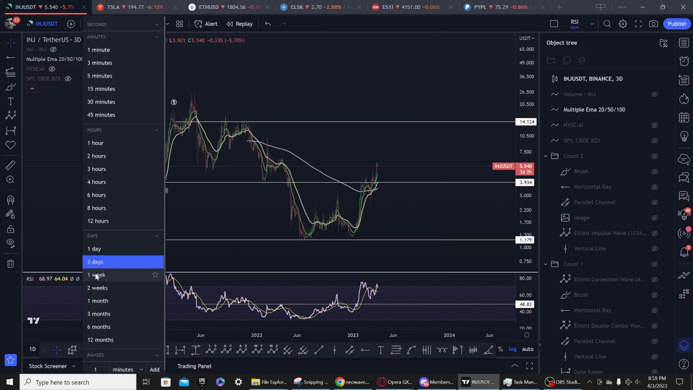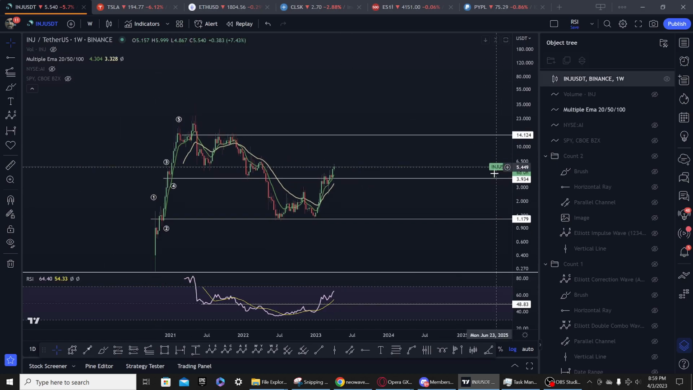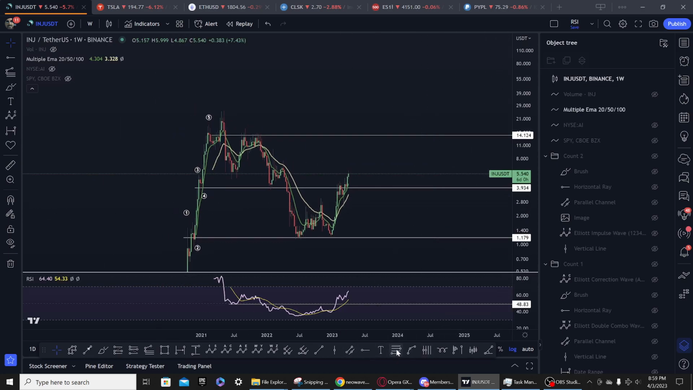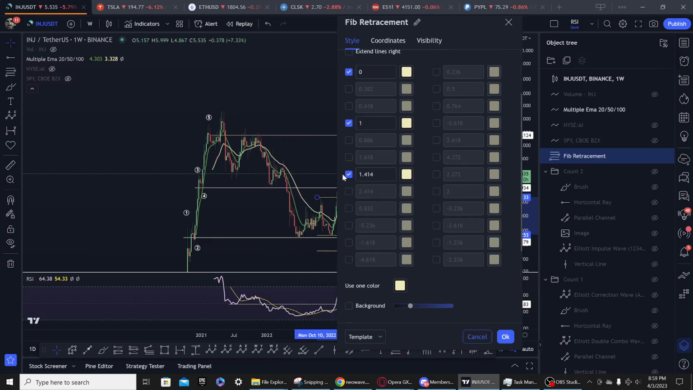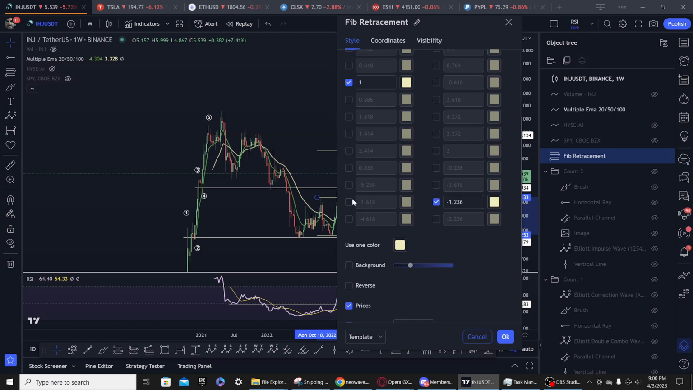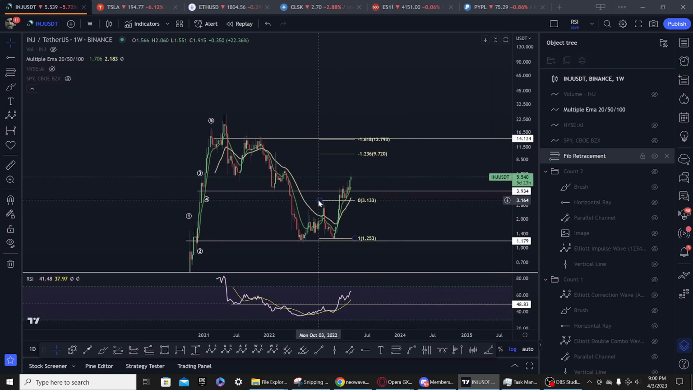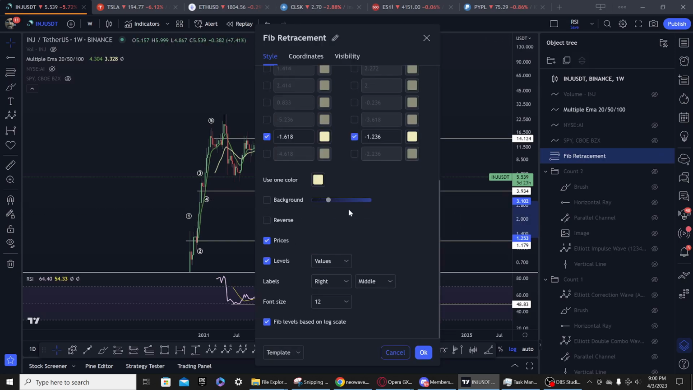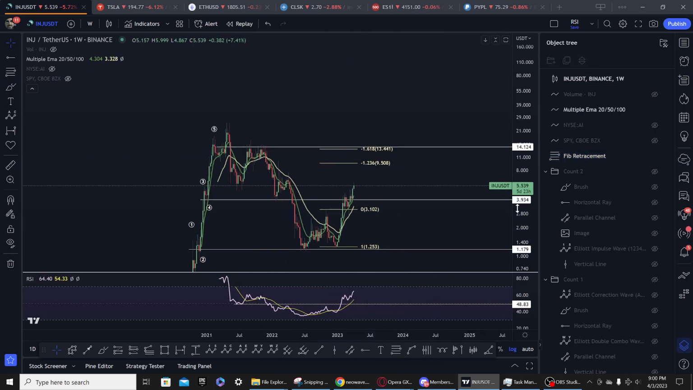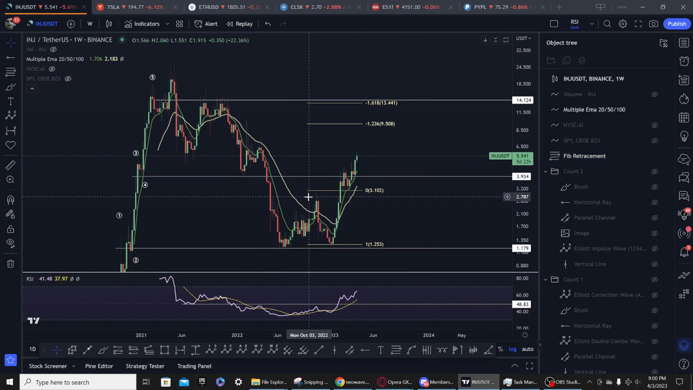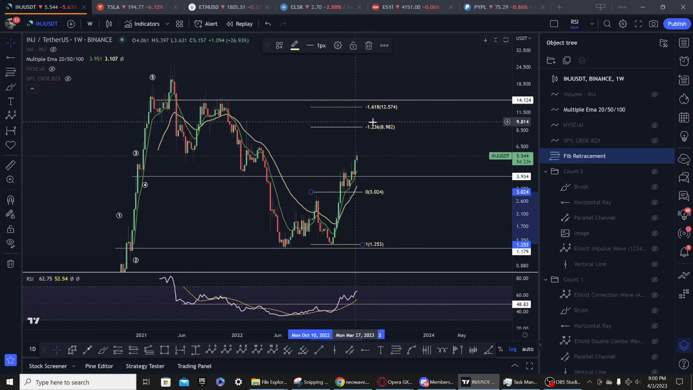Now let's get some macro targets. Let's say we are in a bull market, right? This is a tool that I always use. I learned from Puppy Trades. So this is called the inverted fib, right? Make sure on your settings -1236, -1618, and then you do it based on log scale. Why this is important is that most algos and bots are programmed to take profit at these levels.